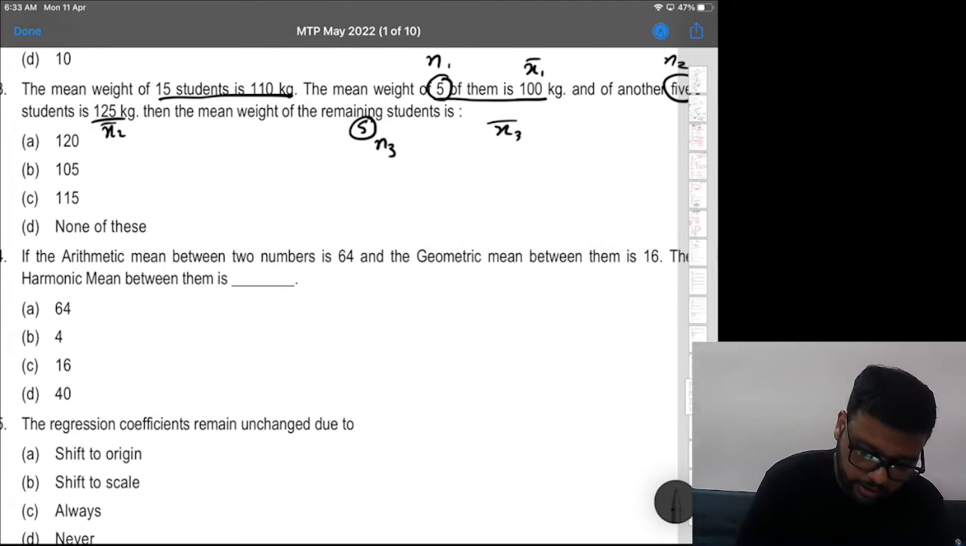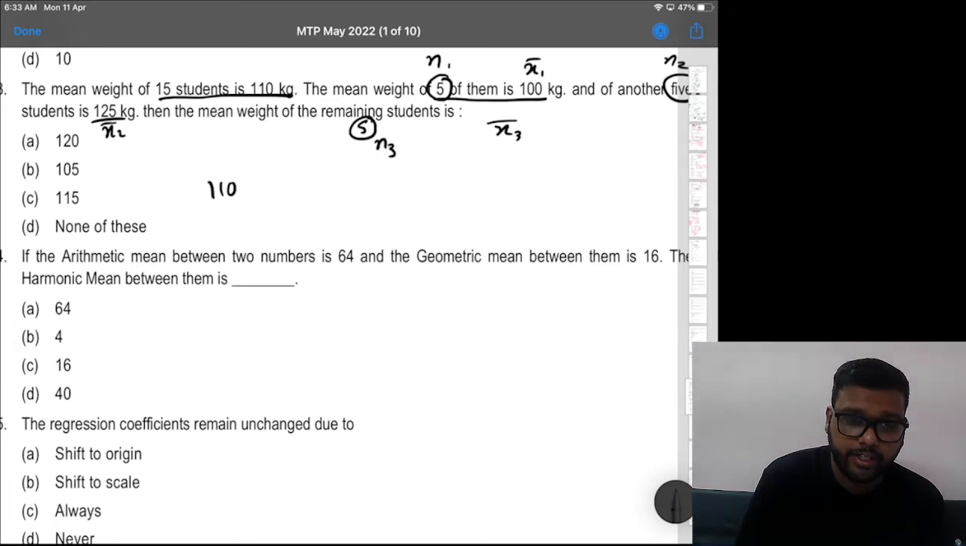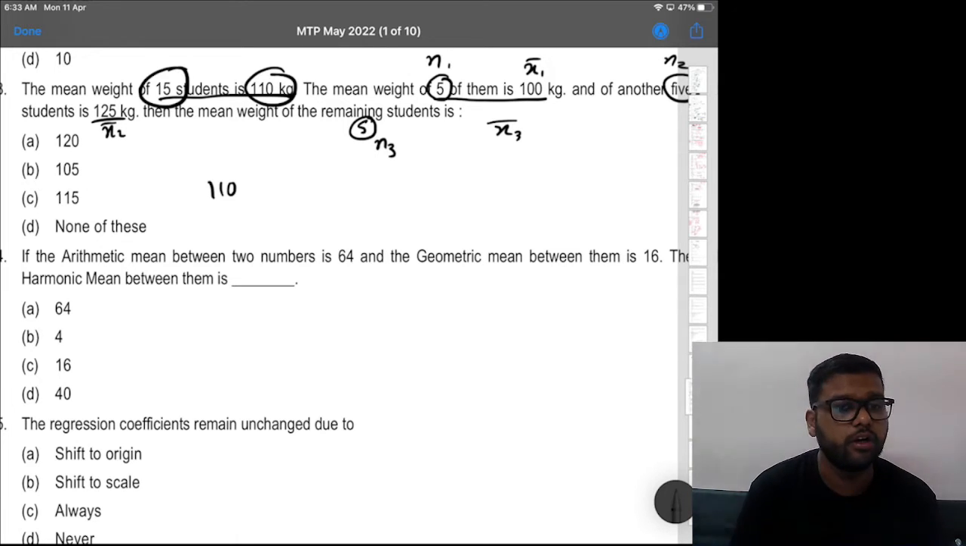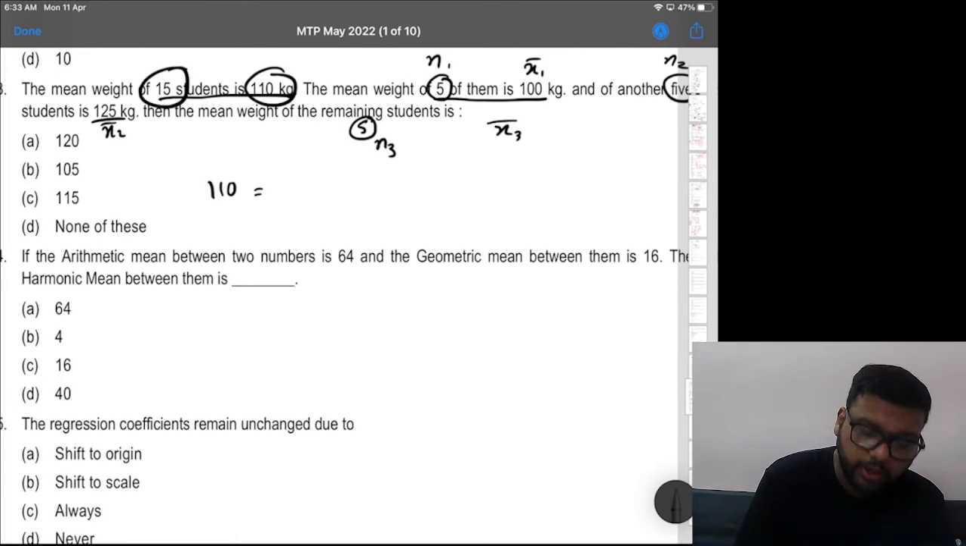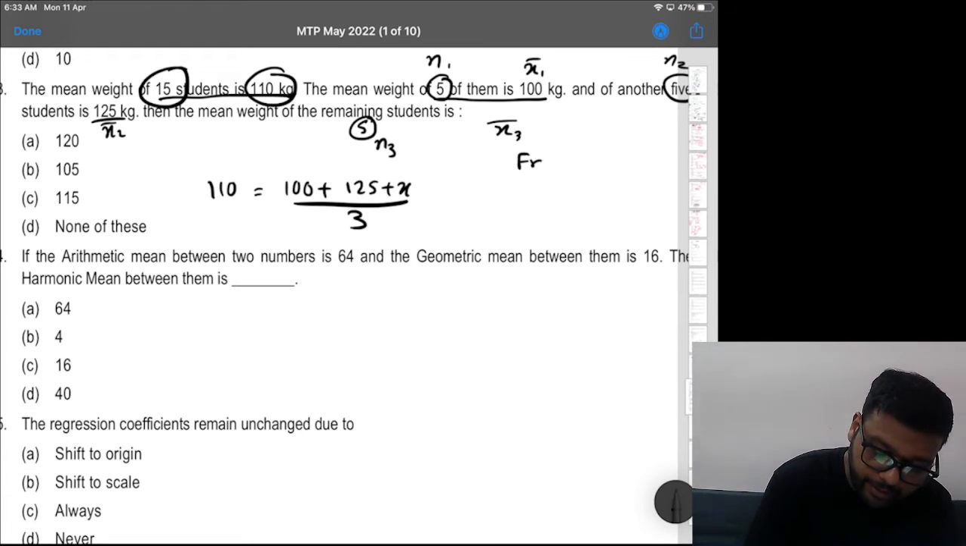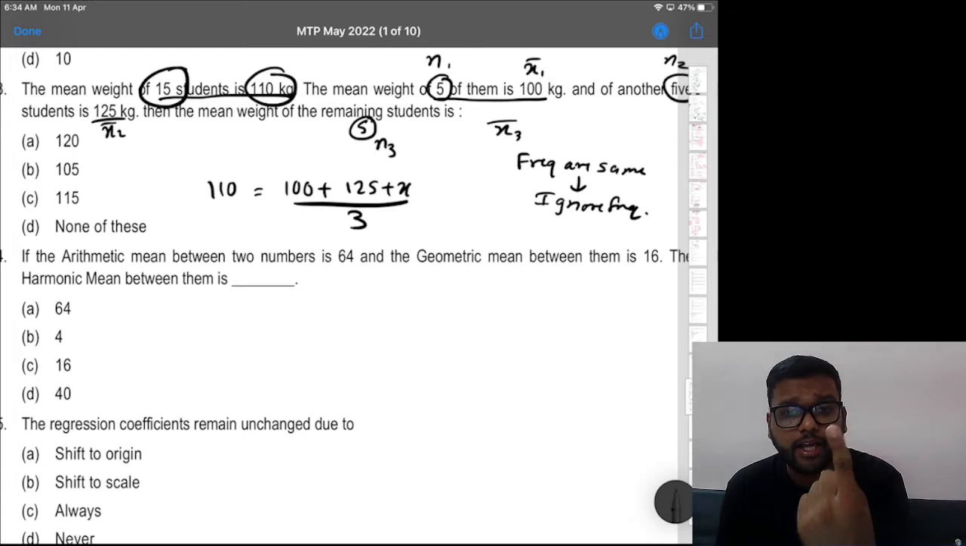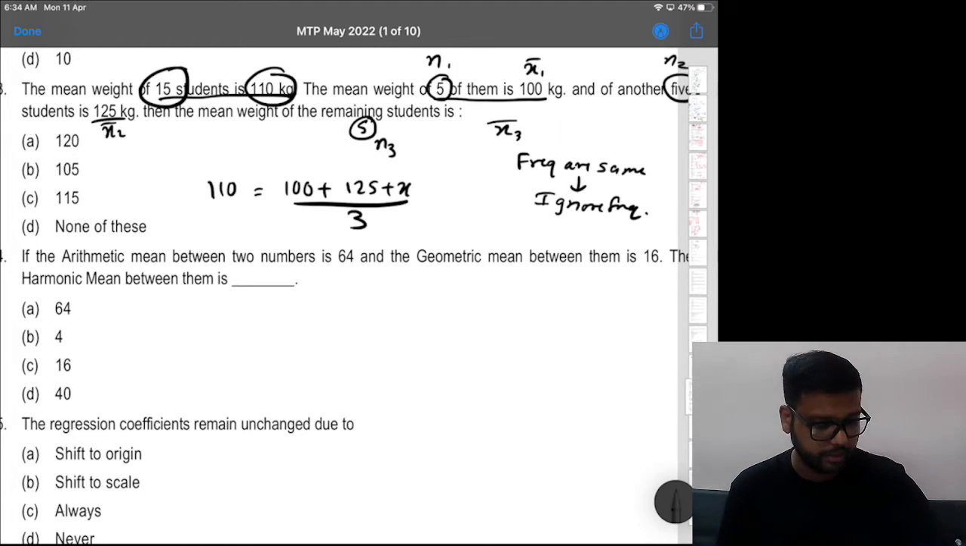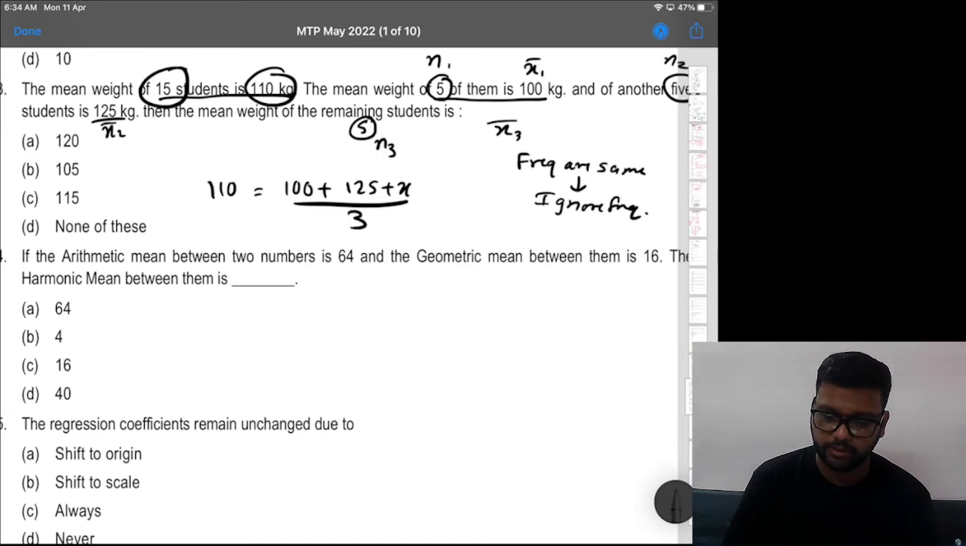Simple average is what? 110 is the total average, the average of the entire group. It is going to be the simple average of all three, 100 plus 125 plus x by 3. We can do this only when frequencies are the same. If frequencies are the same, we can ignore frequencies for calculation of mean as well as standard deviation. Always remember this. Now we can easily solve this. 110 into 3 minus 100 minus 125.